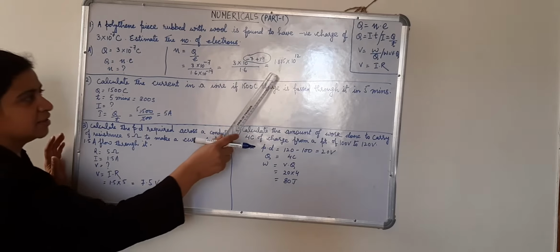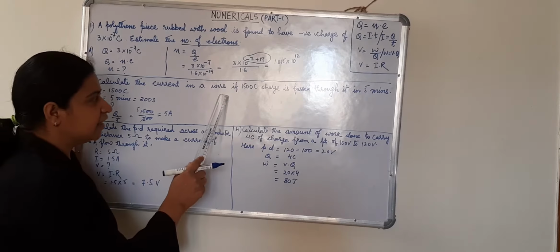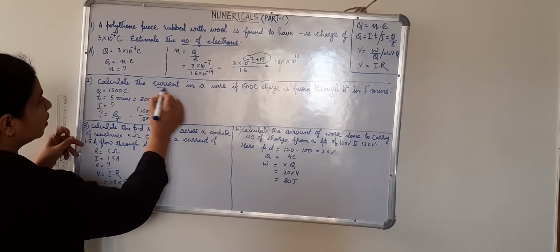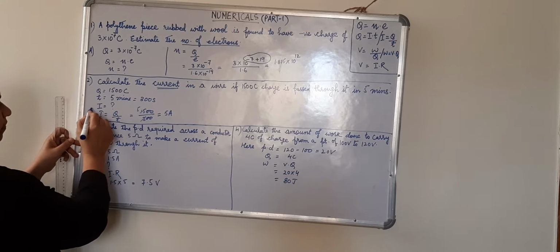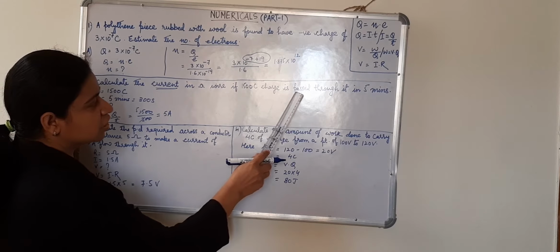This is our answer. Now second numerical: calculate the current in a wire. We need to find out the current, current is I, in a wire if 1500 coulomb charge is passed through it.